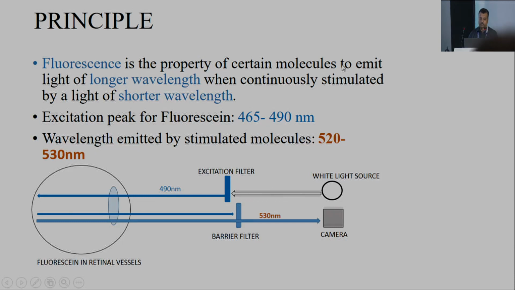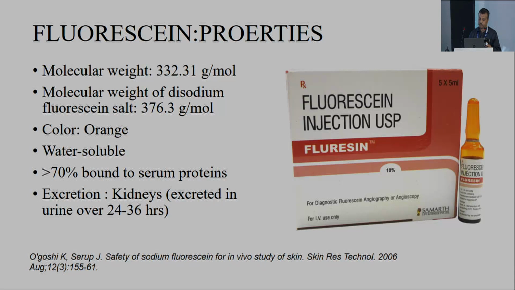So the basic principle is that fluorescence is the property of certain molecules to emit light of longer wavelength when continuously stimulated by a light of shorter wavelength. My basic focus is to make all of us understand the interpretations. We all know this. It's the main important thing to understand here. This fluorescein is around 80% bound to serum proteins, and it is excreted by kidneys.